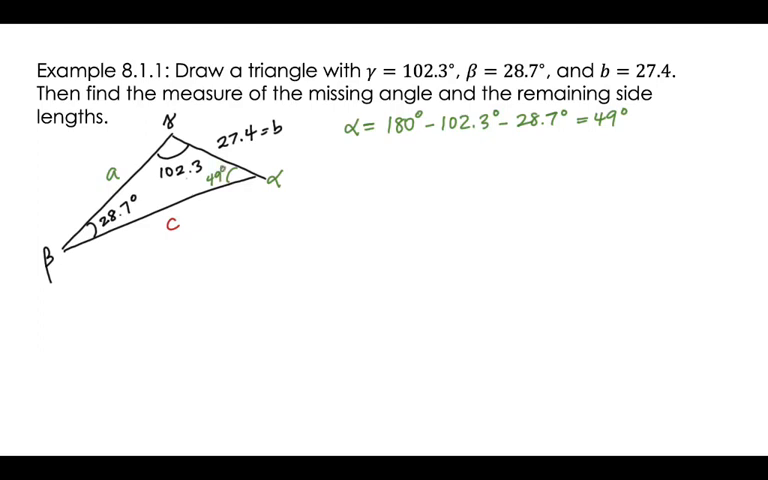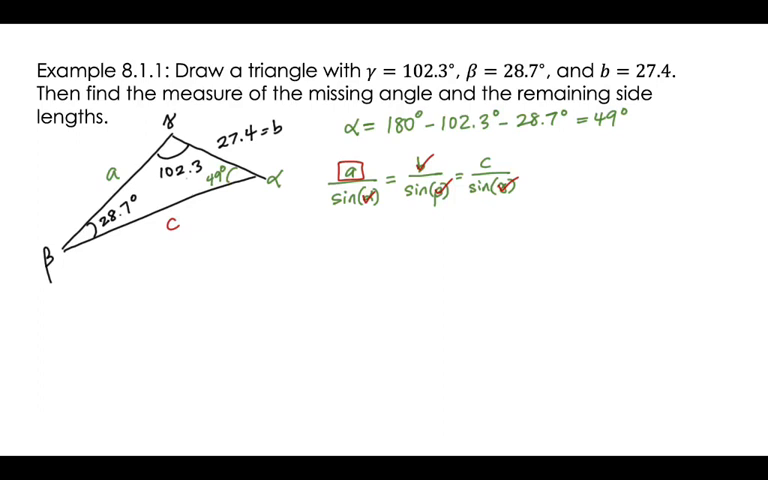Now to find side length A or side length C, I am going to have to use the law of sines. Let's focus on A. The law of sines tells me that side length A divided by the sine of alpha is equal to side length B over the sine of beta is equal to C over the sine of gamma. I'm looking for side length A. I know alpha. What else do I know? I know gamma. I know beta. And I know side length B.